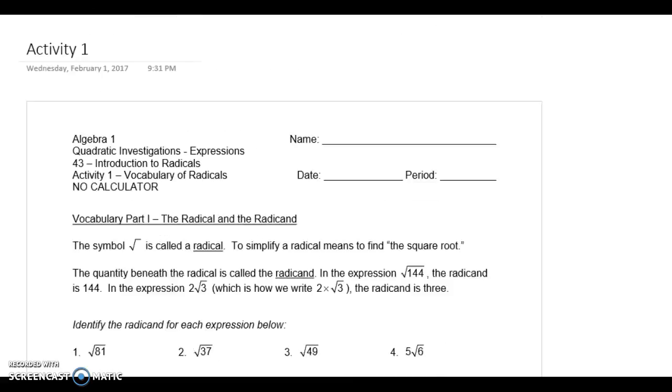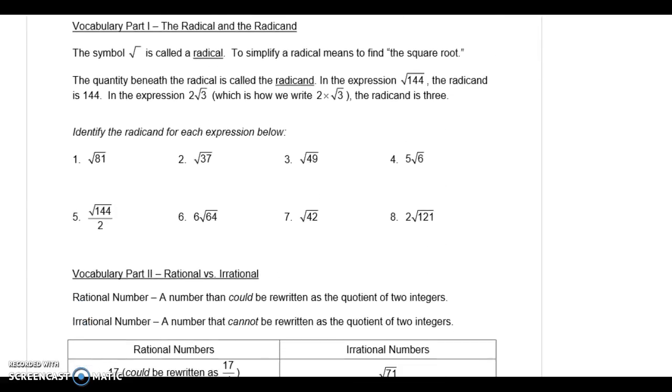So when we look at an activity like activity 1, the first thing we want to do is look at some vocab. So the symbol that we have here, that square root symbol, we call that a radical. And to simplify a radical means we're going to take out any perfect squares that are in there. And if it is a perfect square that there's no other numbers inside, that's ideal, but that's not always going to happen. The number beneath that radical symbol we call the radicand.